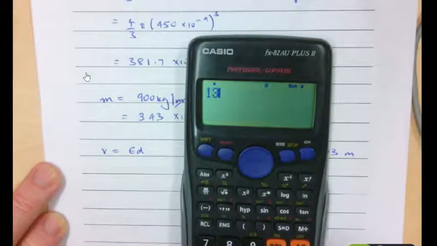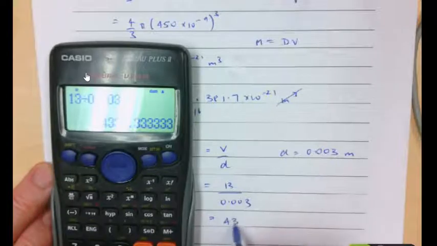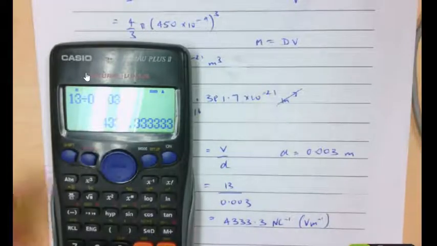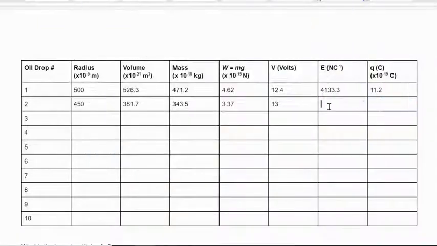And so we get 13 divided by 0.003. And that gives us 4333.3 newtons per coulomb, or if you want to use volts per meter. Okay, so let's record that in our table. And that becomes 4333.3.